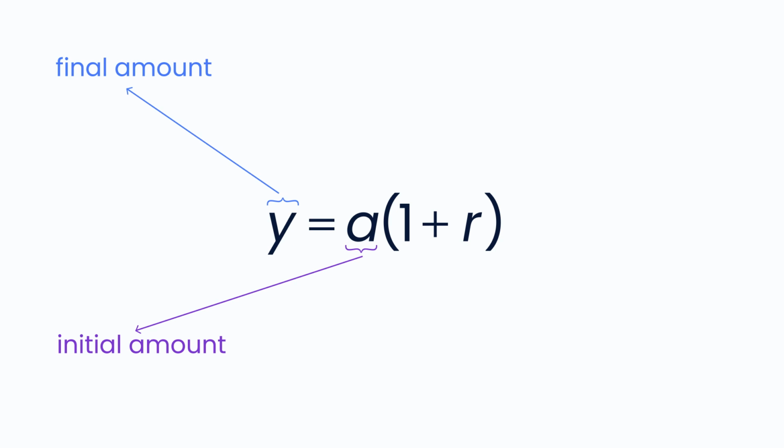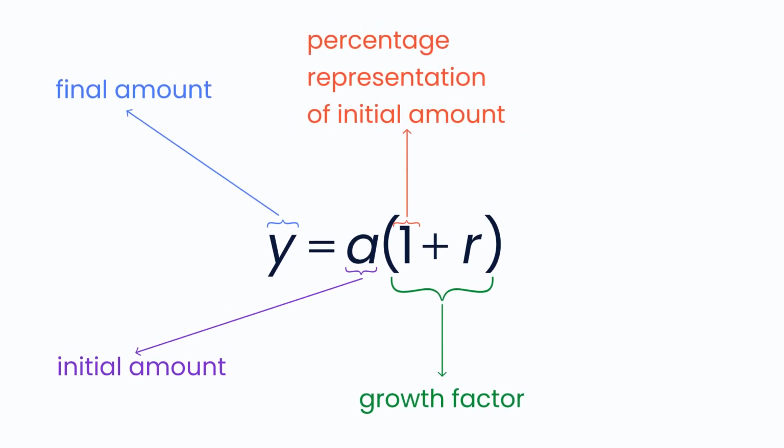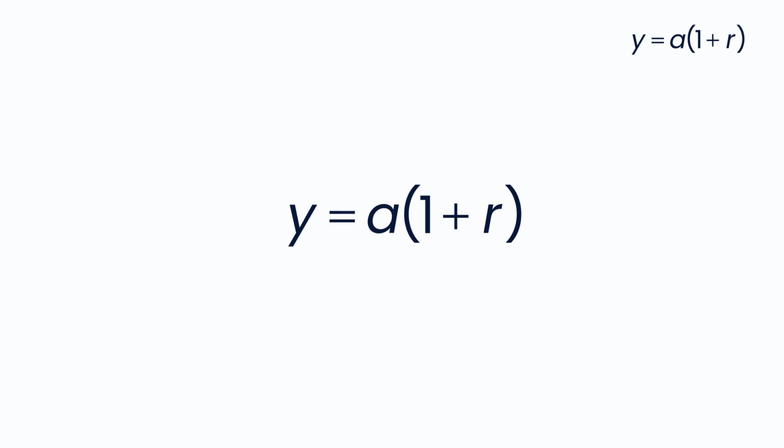The quantity, 1 plus r, is the growth factor, where 1 is a percentage representation of the initial amount, and r is the rate of growth, also known as the growth rate, which indicates the percentage increase between the initial and final amounts. Now, let's insert the values from our chess club example.